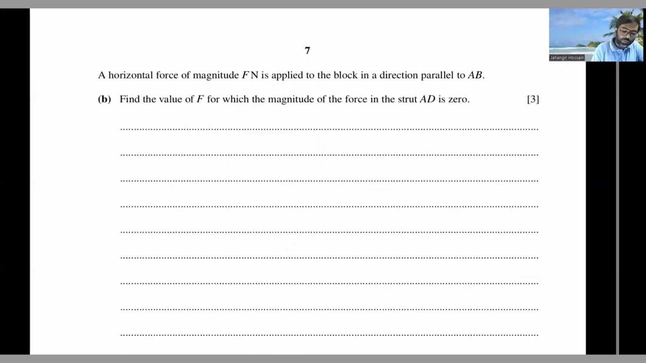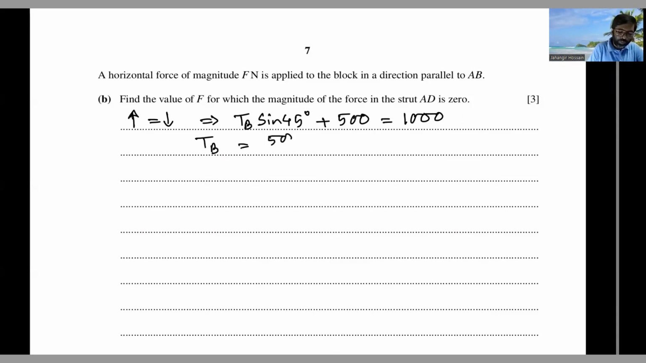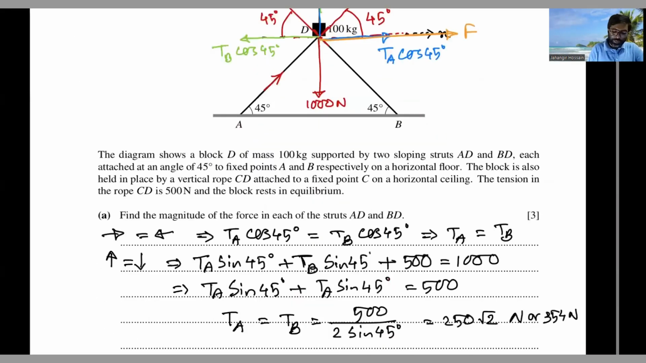So, in the next situation, if you resolve vertically, we have vertically upward TB sin 45 plus tension from the string CD 500 equal to weight, which is downwards. So TB equal to 500 divided by sin 45. So that is 500 root 2.